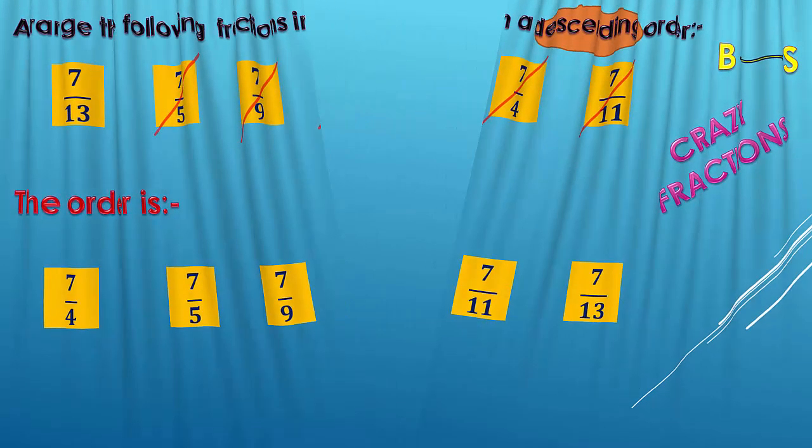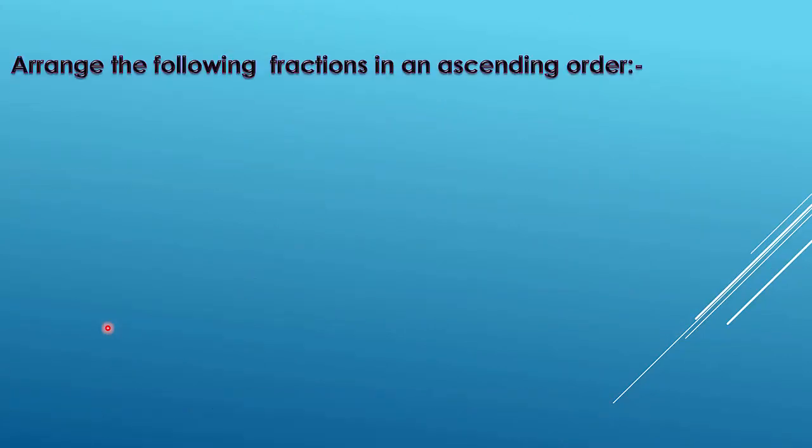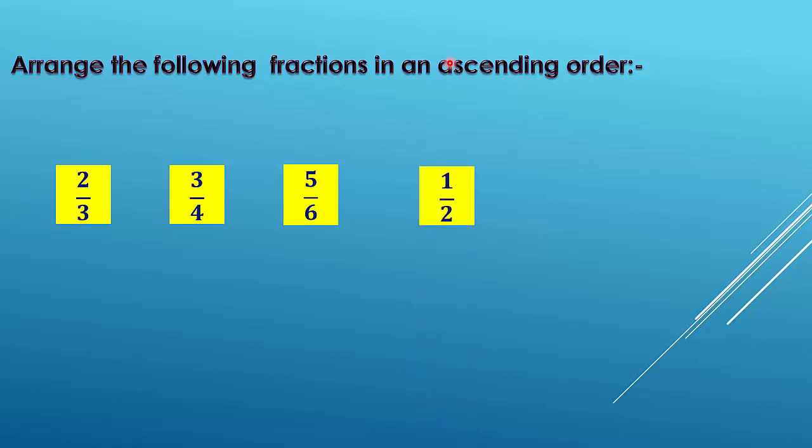Okay, let's see another exercise here. Arrange the following fractions in ascending order. Here, my students, I arrange ascending from smallest to greatest, from small to big. But here, my students, I don't have any same numerator or same denominator. So what can I do, my students? I will choose the greatest denominator here. Which is the greatest denominator, 3, 4, 6, or 2?